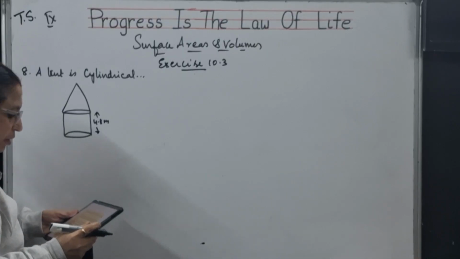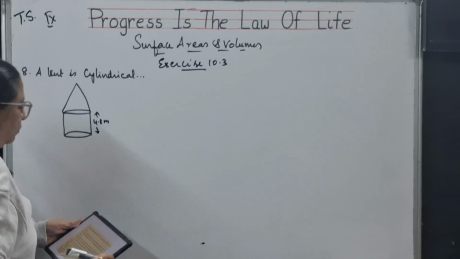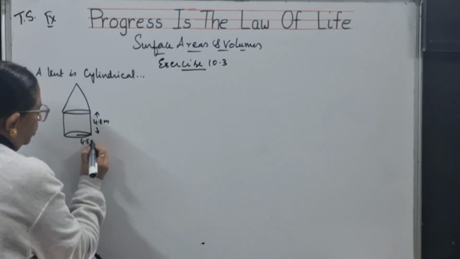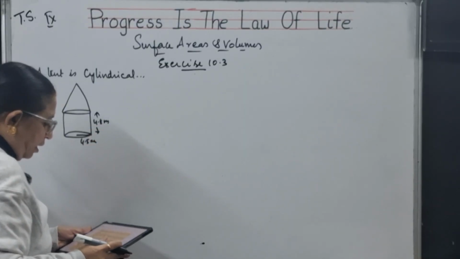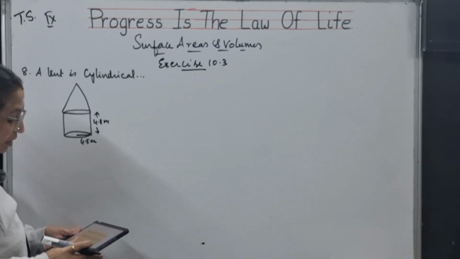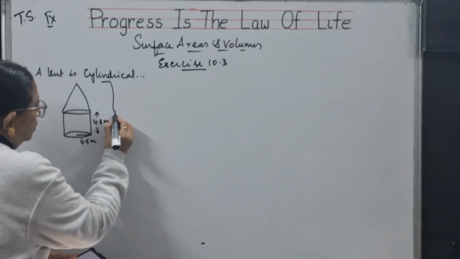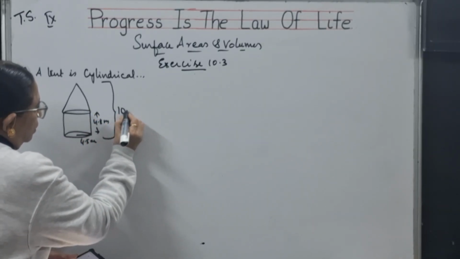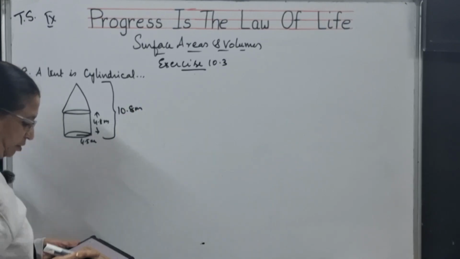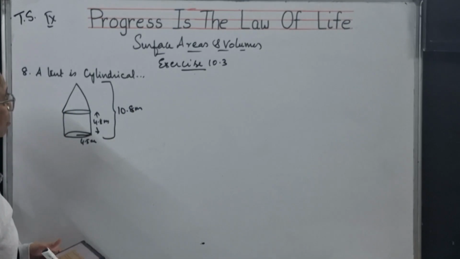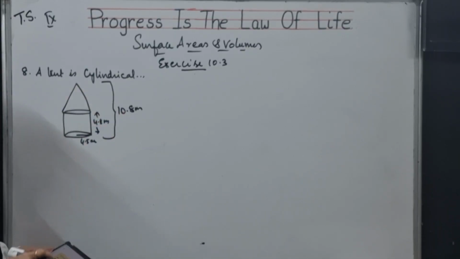Conical above it. The radius of the base is 4.5 meters. This radius is 4.5 meters. And the total height of the tent is 10.8 meters. Total height means from here to here. This is 10.8 meters. Find the canvas required for the tent in square meters. How much canvas is required?